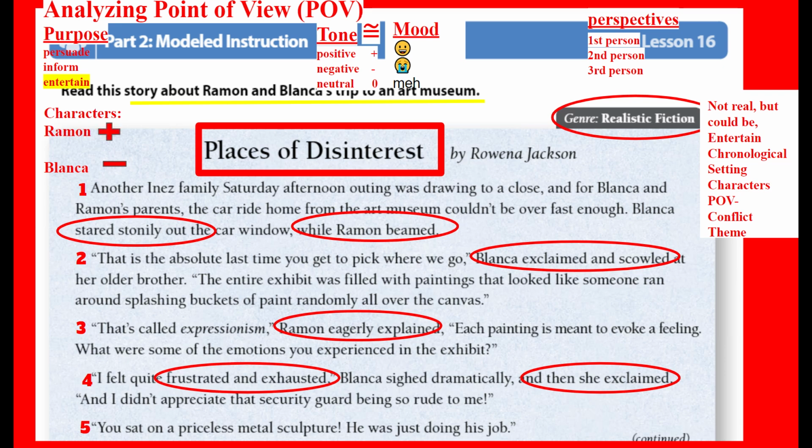Raymond, on the other hand, I would say he's very positive, right? He's beaming, he's eagerly explaining. Even in paragraph number 5, he calls the statue priceless. If he calls something priceless, it's probably he considers it valuable, it's something he likes. So Raymond, the tone that surrounds him is pretty positive, I would say.